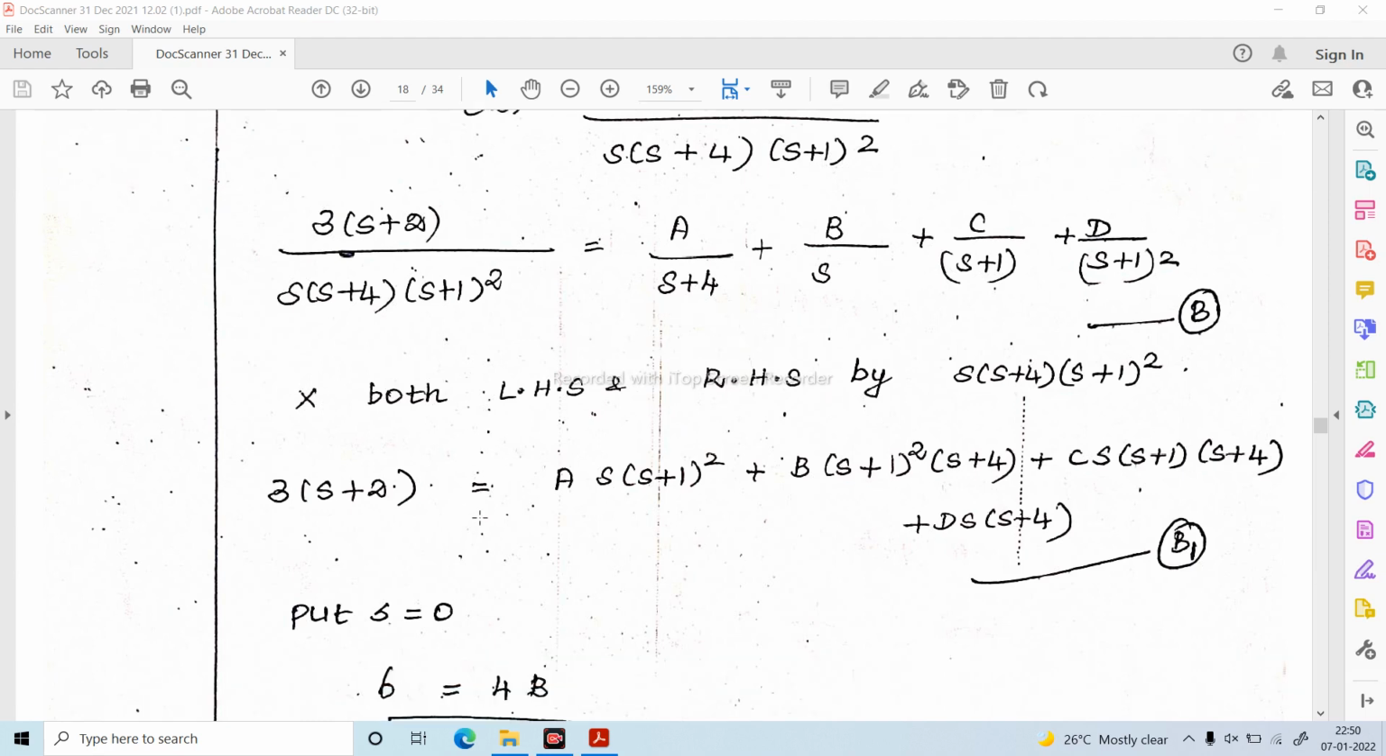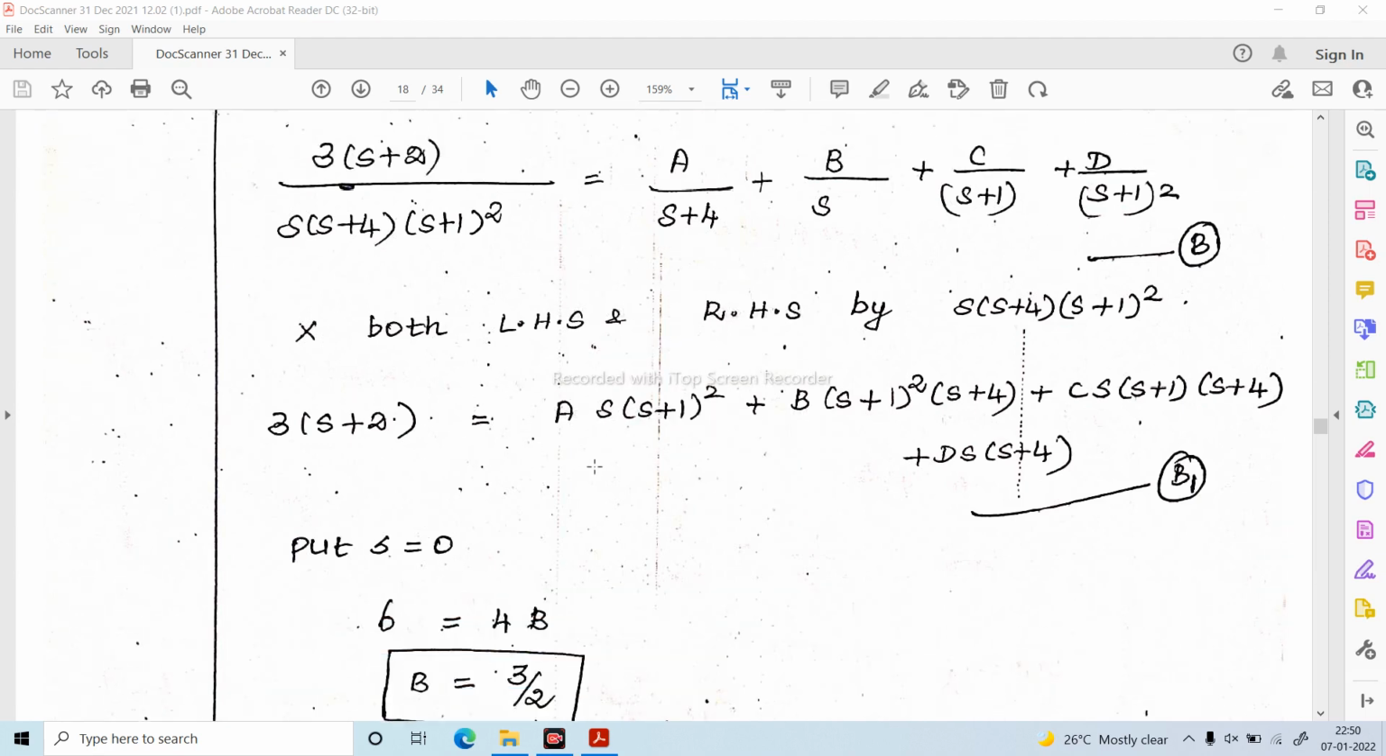On the left hand side of the equation, we have 3 into s plus 2, and on the right hand side a into s plus 4. The s plus 4 cancels, leaving s into s plus 1 the whole square, plus b into s plus 1 the whole square into s plus 4 after s cancels. Plus c into s plus 1, where one of the s plus 1 cancels, giving c into s plus 1 into s plus 4. And the last one, d into s plus 1 the whole square cancels, leaving s into s plus 4.